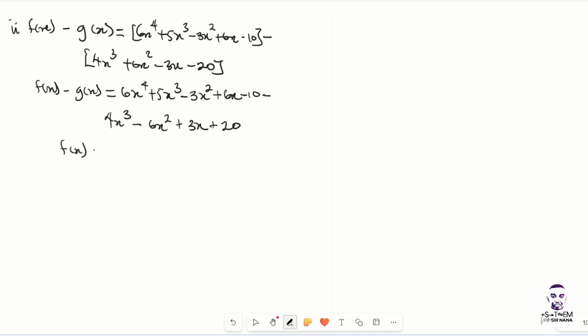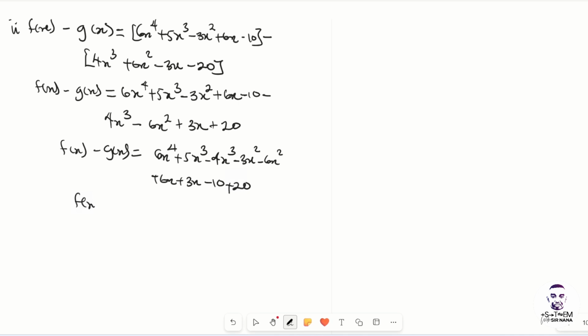We have f of x minus g of x, right? So we have 6x raised to the power 4. It has no x raised to the power 4 here, so we'll move on to the 5x cubed, right? So it goes with minus 4x cubed, right? Then minus 3x squared, right, goes with minus 6x squared. Then we have plus 6x plus 3x minus 10 plus 20.